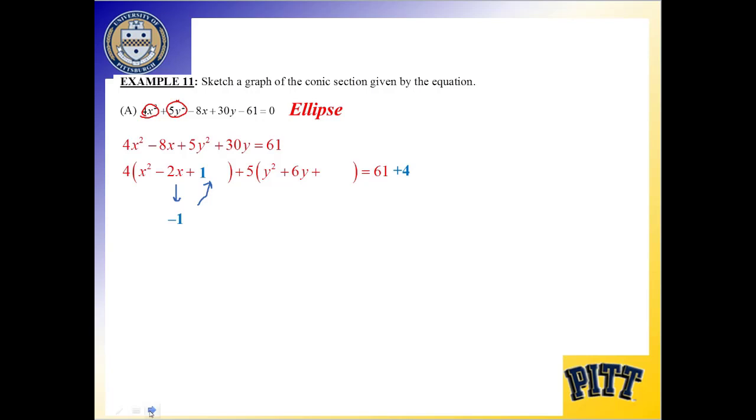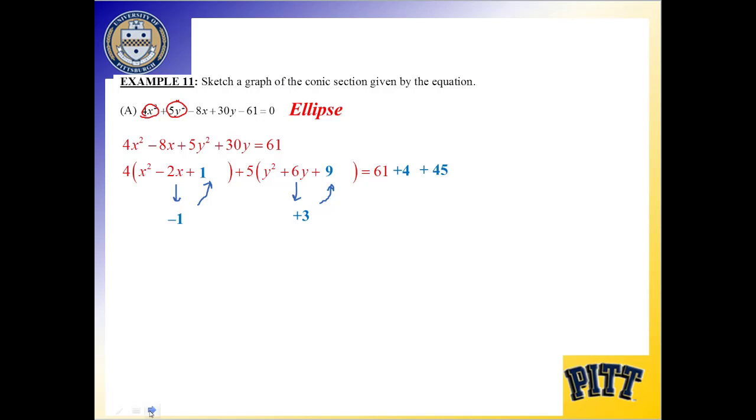And in a very similar vein, I'm going to take half of what's going to be my middle y value, which is going to be a plus 3. I square that and get a plus 9. Now I added 9 inside the parenthesis on the left-hand side, but that whole parenthesis is being multiplied by 5. So when I added that 9, I actually added 45. So I've got to add 45 to this side as well.